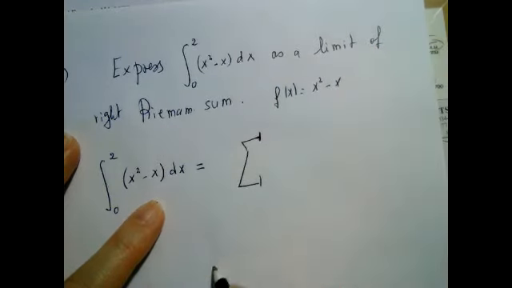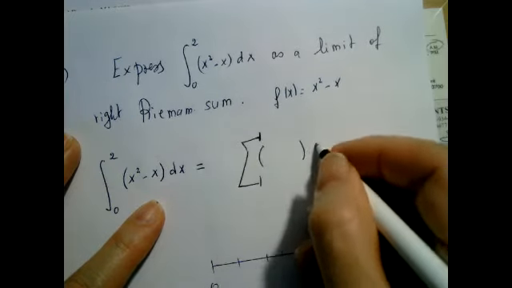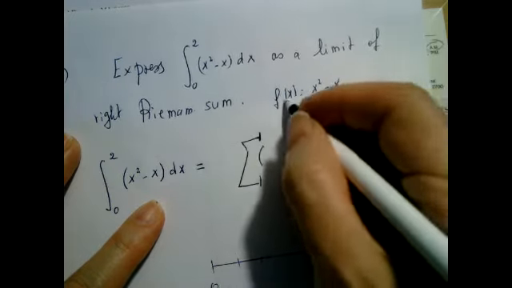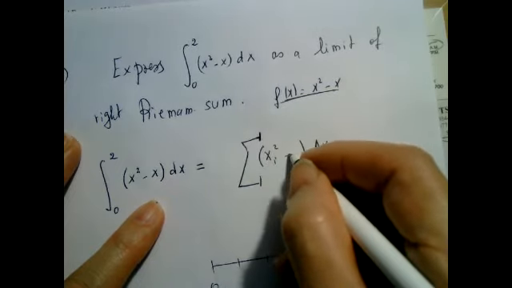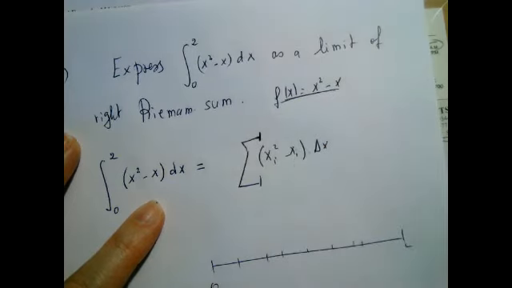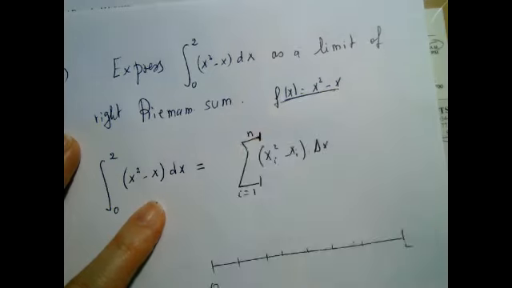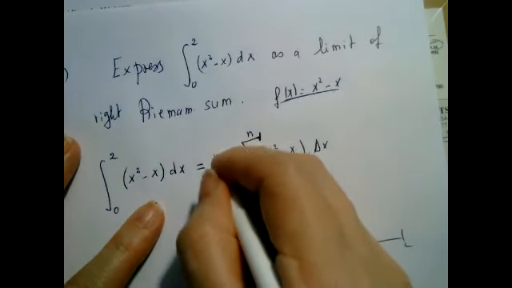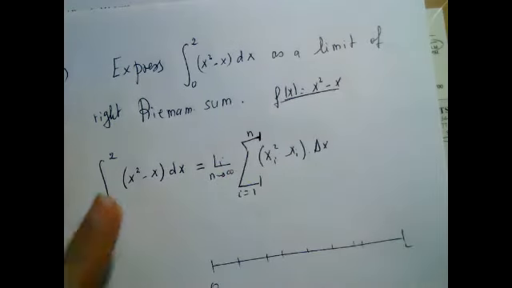And the idea is that we're going to take the function between 0 and 2 and divide it into n subintervals. So the summation of the value of the function at xi, which is xi squared minus xi, times delta x, i equals 1 to n, that's the right Riemann sum, and we take the limit of that as n tends to infinity. So that's what I mean by expressed as a right Riemann sum.